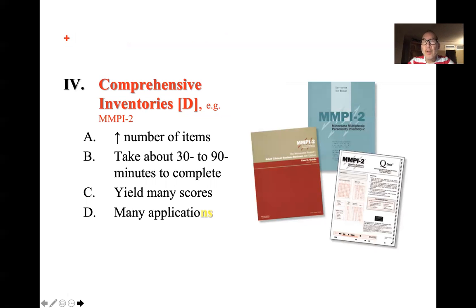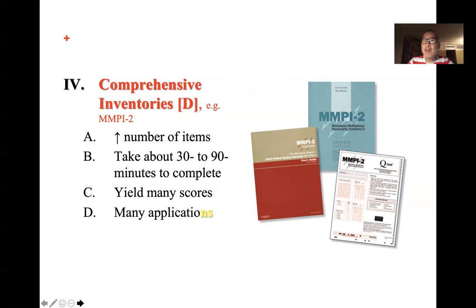Now, there are two types of objective personality tests. The first are what are referred to as comprehensive inventories. Examples include the Minnesota Multiphasic Personality Inventory, the Millon Multiaxial Clinical Inventory, and the California Psychological Inventory. Those are some of the big ones, the ones you'll commonly run into.